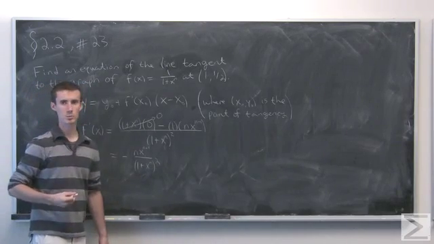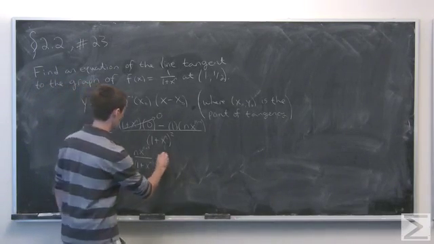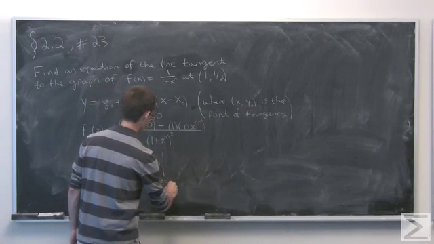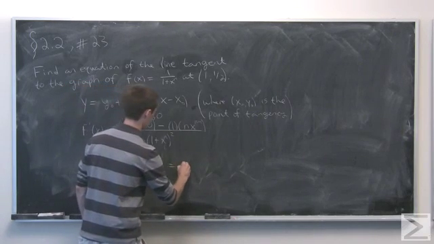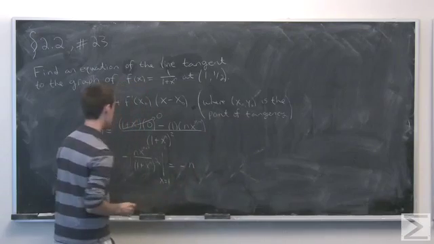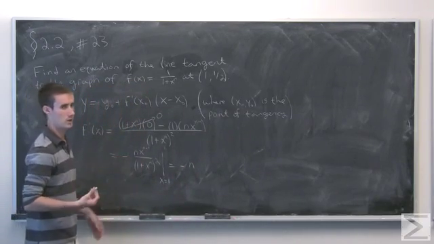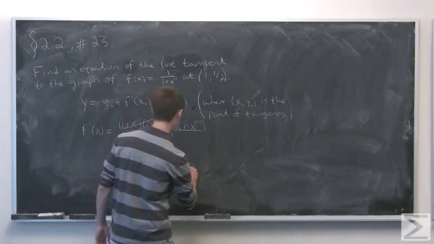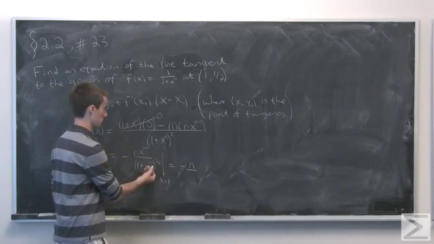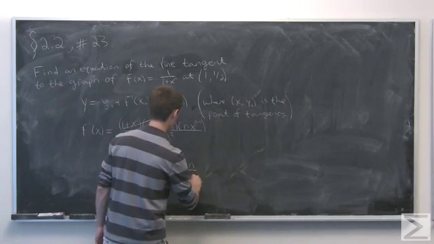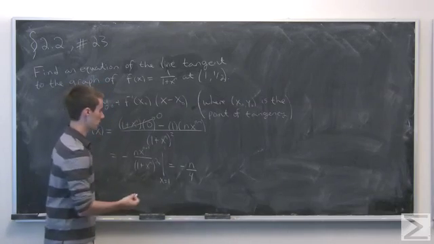Now we want to evaluate this at the point x naught equals 1. So we have at x equals 1, well, this will be minus n, and 1 to any power is just going to be 1. And similarly, in the denominator, we're going to have 1 plus 1, or 2 squared, so minus n over 4.